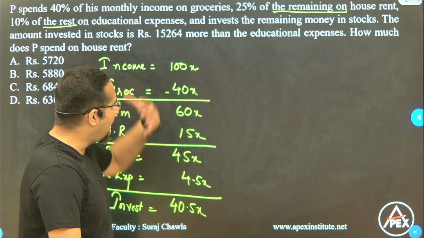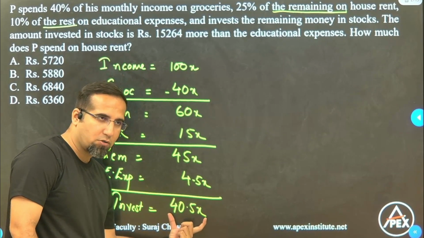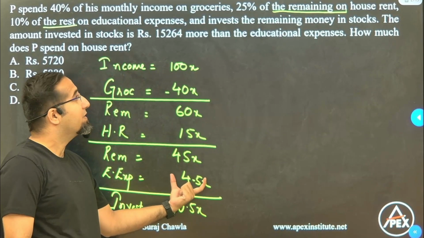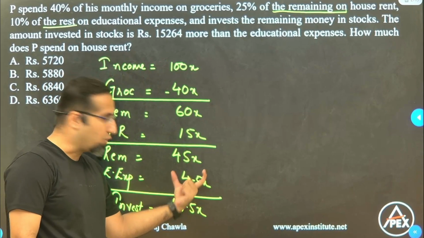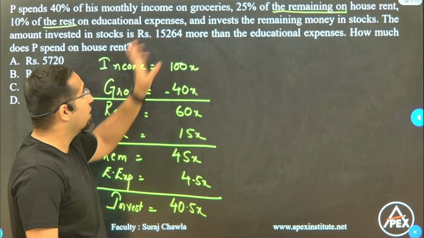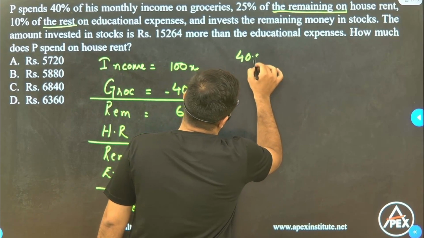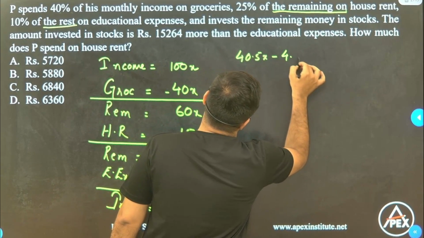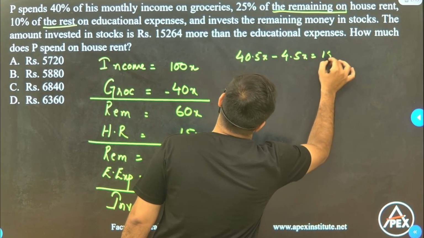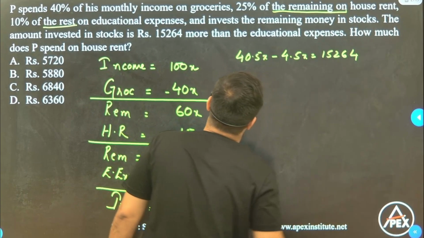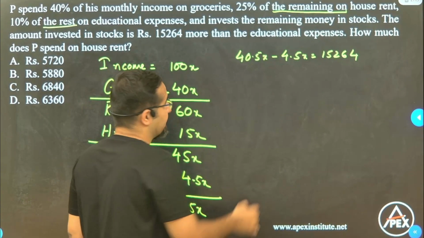Right? So what is the larger value? Obviously the amount invested in stocks. What is the smaller value? The amount invested for educational expenses. So the difference between these two is equal to 15264. So let's quickly write this. So we have 40.5x minus 4.5x is equal to 15264, or we get 36x. Okay?